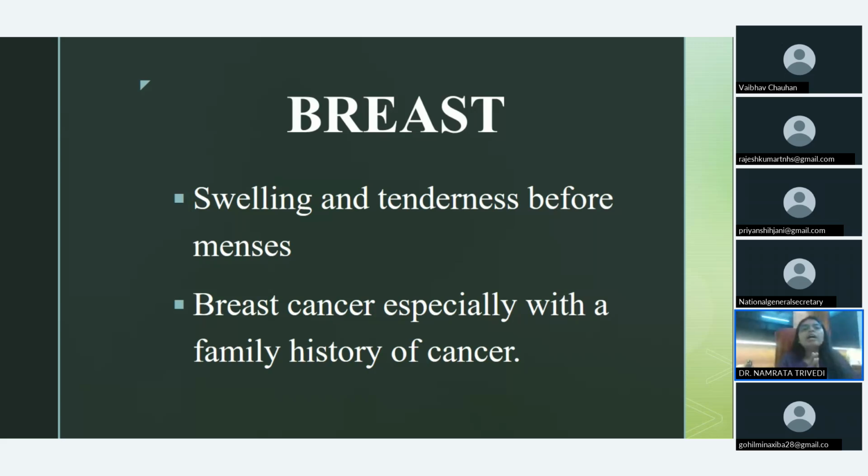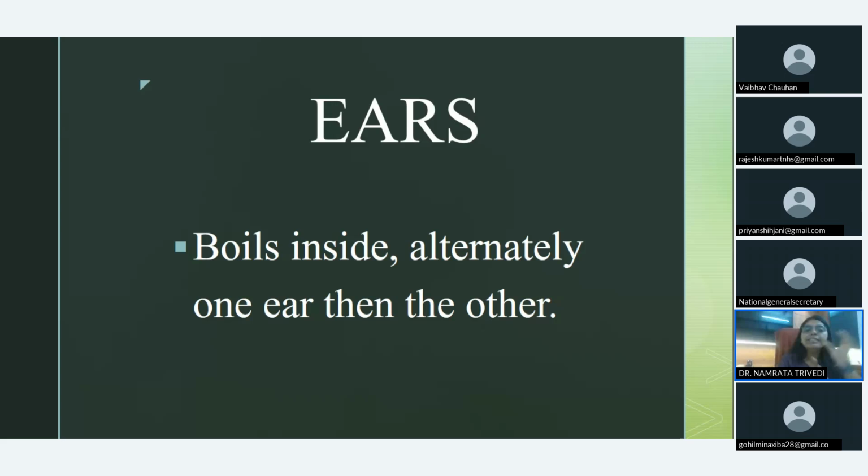Ears. Now, the carcinosin patient has boils inside the ear, or there is an alternating ear, like we saw in the starting slide that there are alternating symptoms or an alternating state of the patient. You can see the alternating symptoms: boils inside the ear, one after another in each ear.